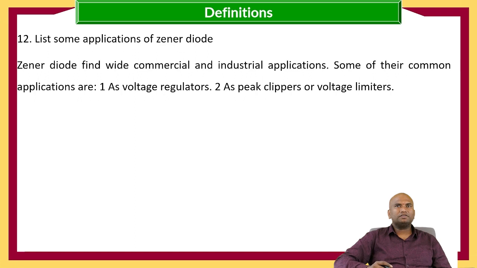List some of the applications of Zener diode. A Zener diode has wide commercial and industrial applications. Some common applications are, first, voltage regulators, because the voltage across the Zener diode is maintained constant. So Zener diodes can be used in voltage regulators. The second is that we can also use Zener diodes as peak clippers or voltage limiters.